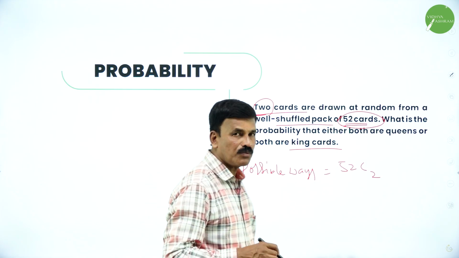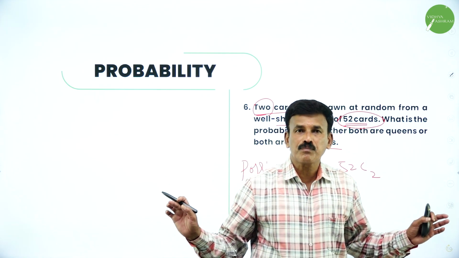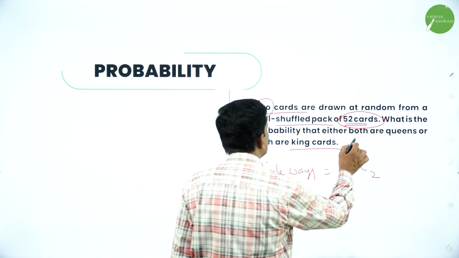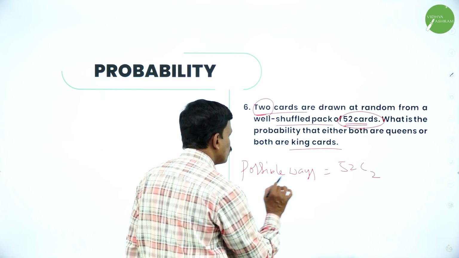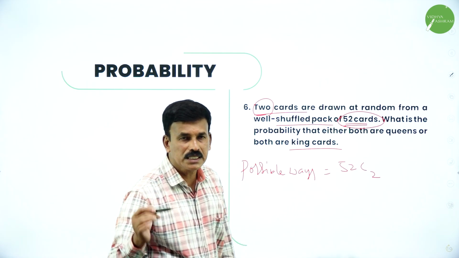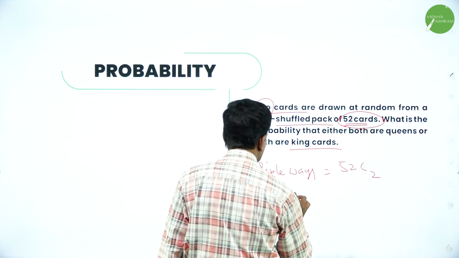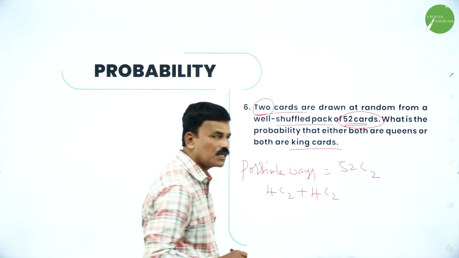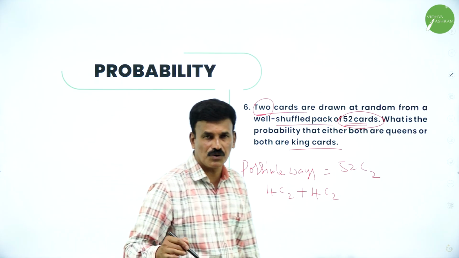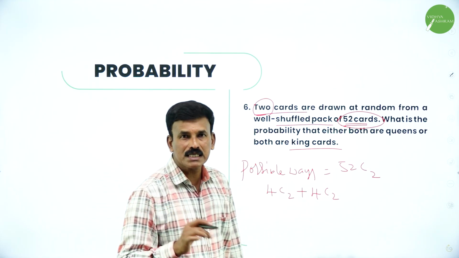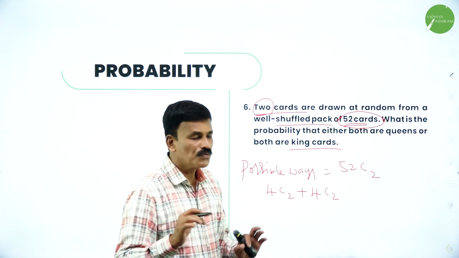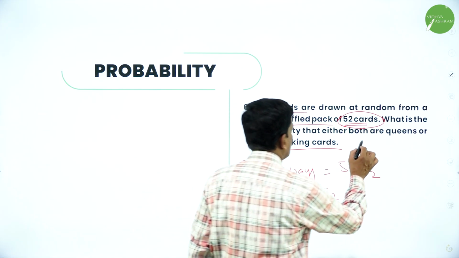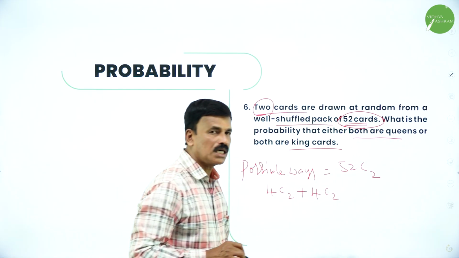Now what are the possible favorable cases? What are the conditions given? Both cards are queens or both cards are kings. So the favorable events are 4C2 plus 4C2. Both are kings or both are queens, so 4C2 for kings plus 4C2 for queens. That is, both are queen or both are kings.